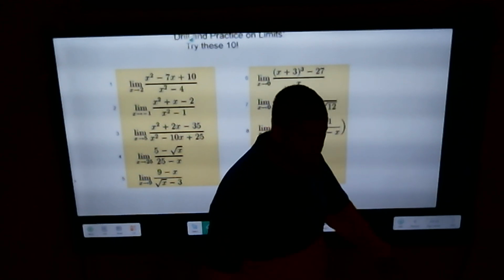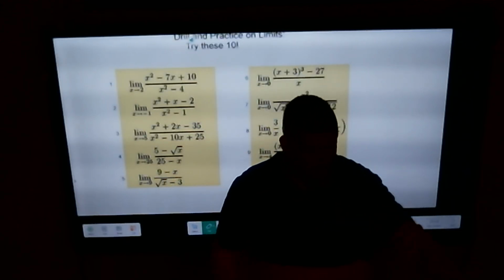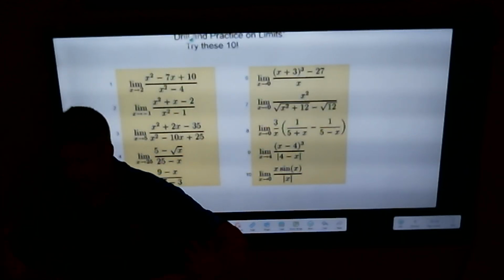So this half of the room, 1, 2, 3, 4, 5. 1, 2, 3, 4, 5. Perfect. U5, take 6 through 10, U5, take 1 through 5, give them a try.